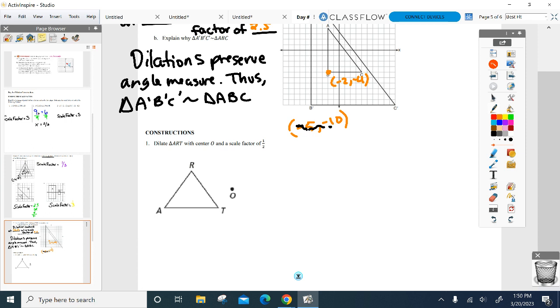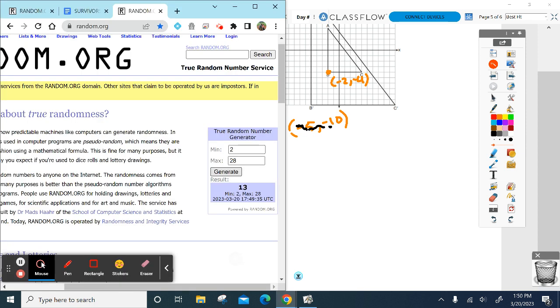All right, you ready for the constructions now? Grab your straight edge, grab your compass. And really, I'm not going to teach much here, because you guys know how to do it. You're going to put your knowledge of dilations and your knowledge of construction so far this year to use. We're going to take ART and dilate it around O by 1/2. First question, are A, R, and T getting closer to O or further away based on that scale factor?